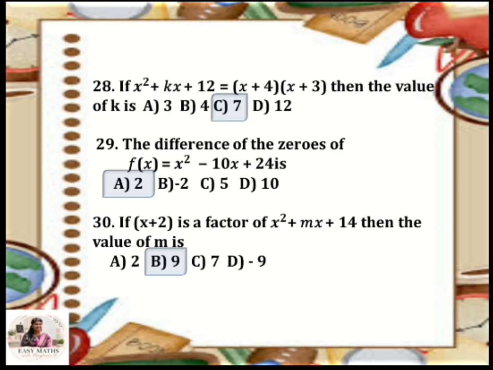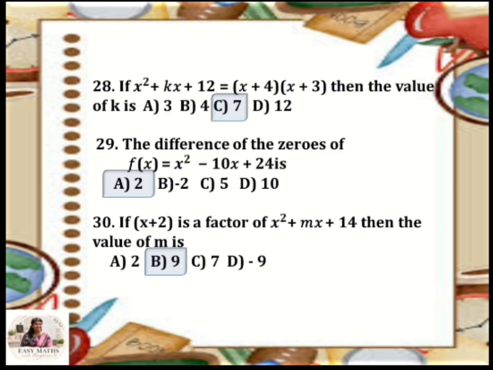Question number 29. The difference of the zeros of f of x is equal to x square minus 10x plus 24 is. If you find the zeros, you will get the difference as 2 here. So option E, 2, is the correct answer.